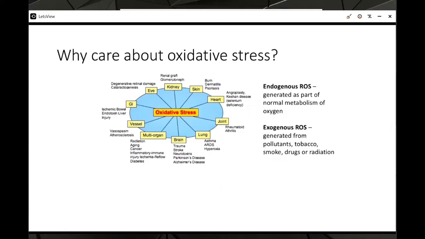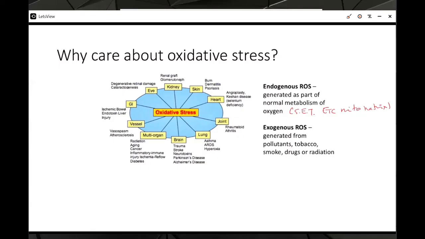So why do we care about oxidative stress at all? Well, remember that you have endogenous ROS. This is going to be generated as part of normal metabolism of oxygen. We've talked about single electron transfers that happen as part of the electron transport chain that's going to be occurring in the mitochondrial matrix of all mitochondria and all cells. So that's going to be natural just to how our body uses this system to generate energy. You also have exogenous ROS, things that are generated from different pollutants, tobacco use, smoking, drugs, radiation exposure.